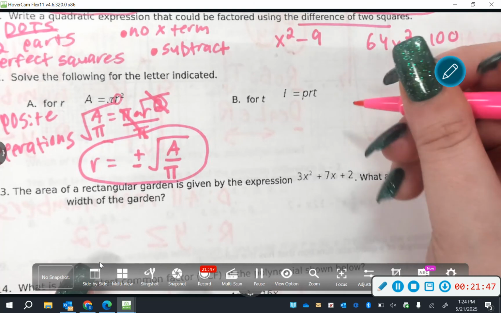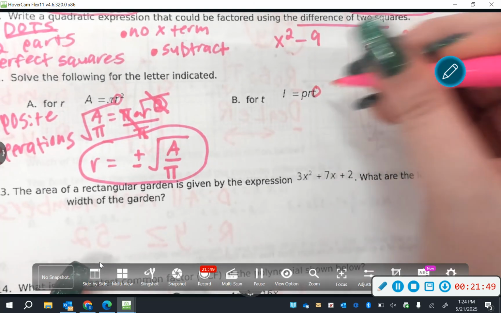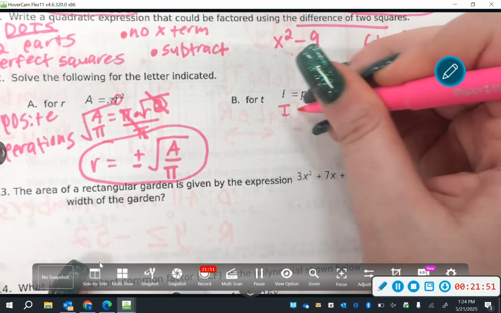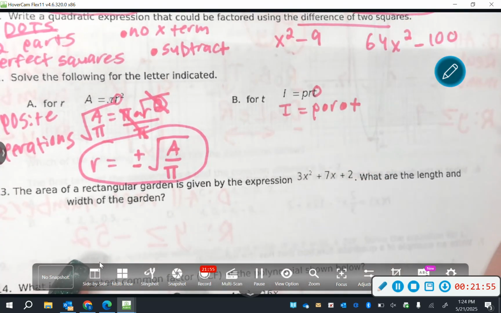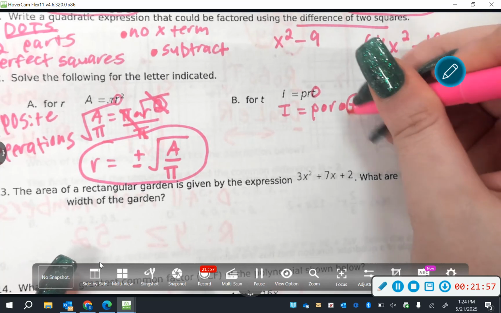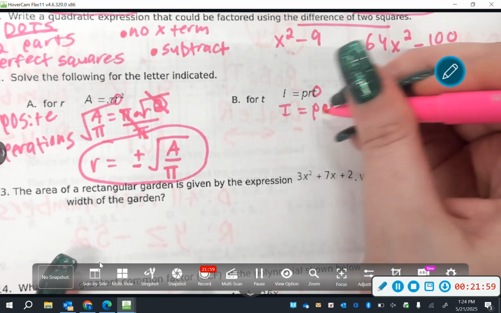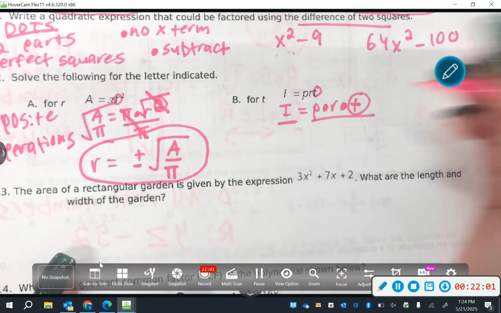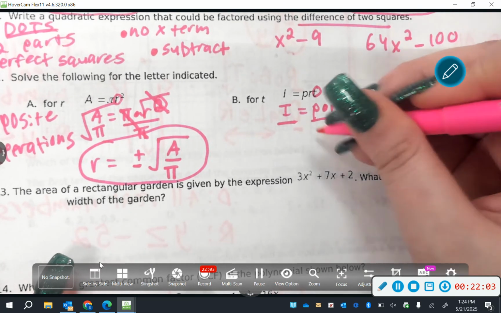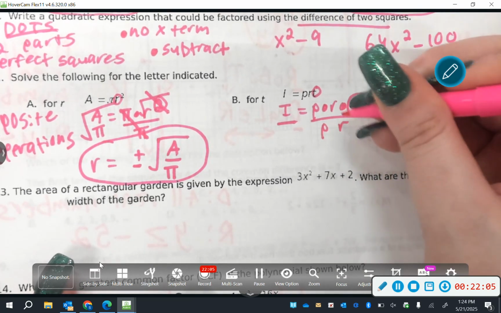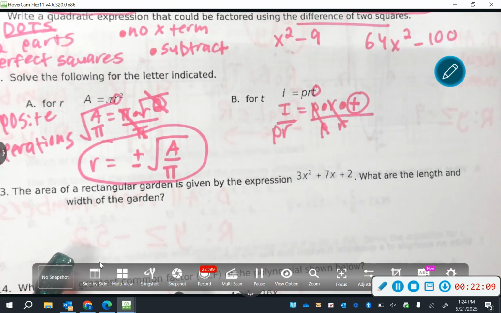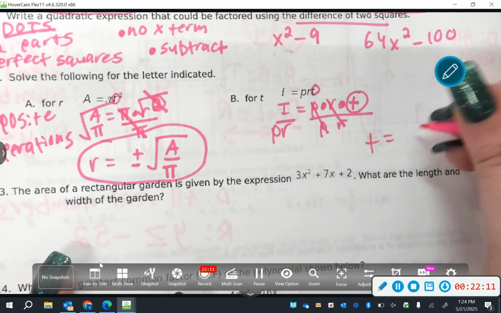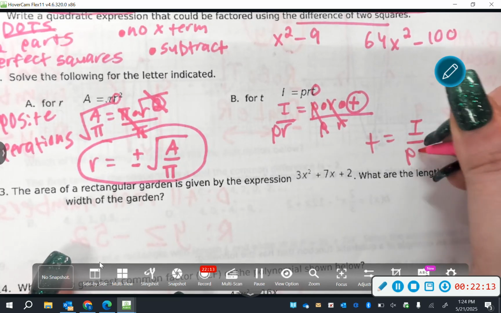Same thing for this one. They said solve for t, and it's I equals PRT. So I equals P times R times T. We want to get T by itself. If I'm doing that by opposite operation, the opposite of multiplying is dividing, and we want to get rid of P and R. If I do it on one side, I have to do it to the other side. T equals I divided by PR.